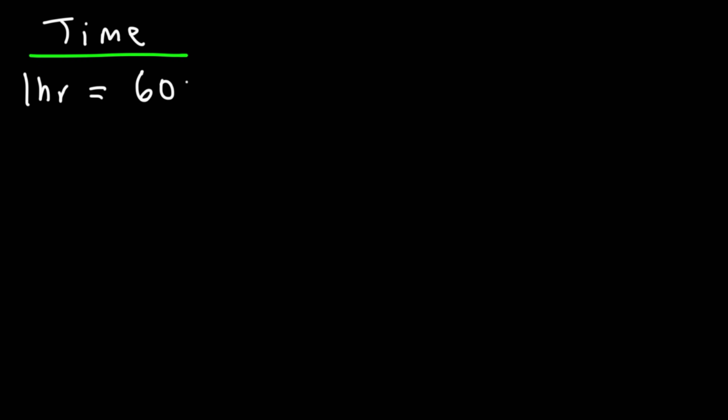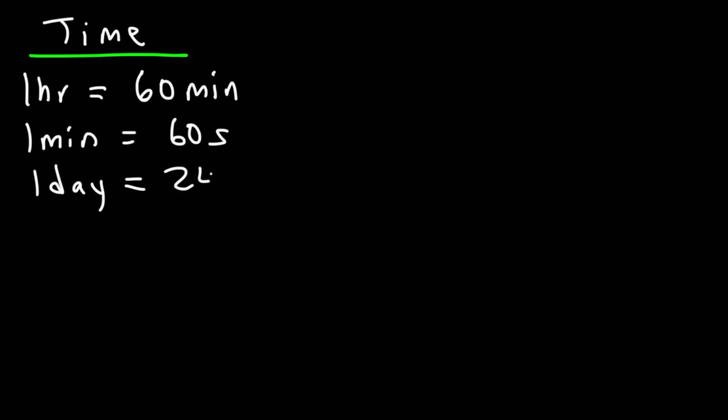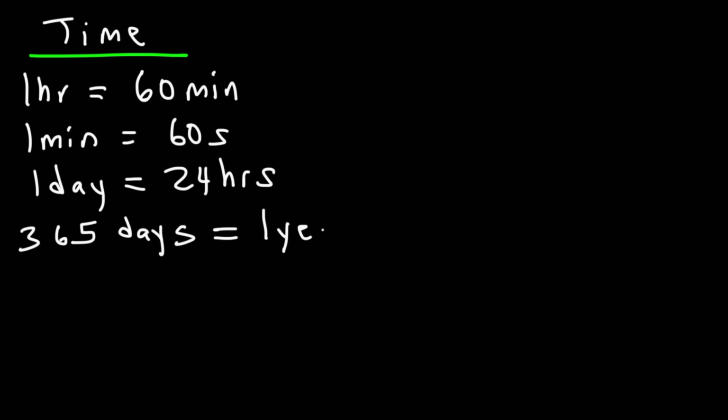1 hour is equal to 60 minutes. And there's 60 seconds in 1 minute. There's 24 hours in a day. And there's approximately 365 days in a year. Now, if you're dealing with a leap year, which happens every 4 years, there's 366 days in a leap year. In that month, like in the month of February, there's 29 days in a leap year. But in a regular year, there's 28 days in the month of February. So keep that in mind.